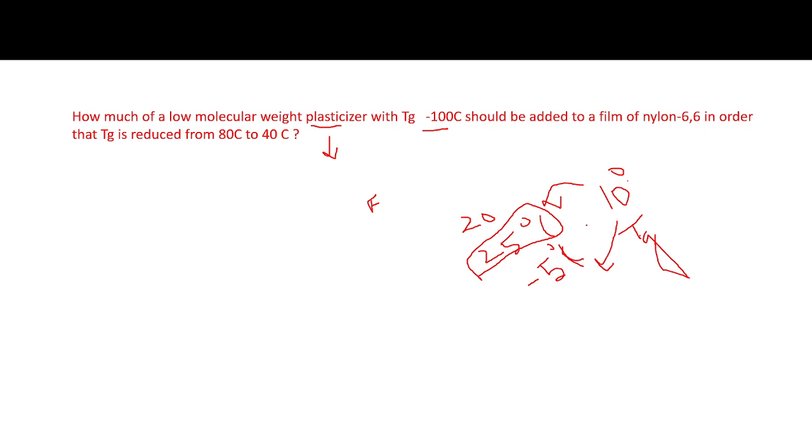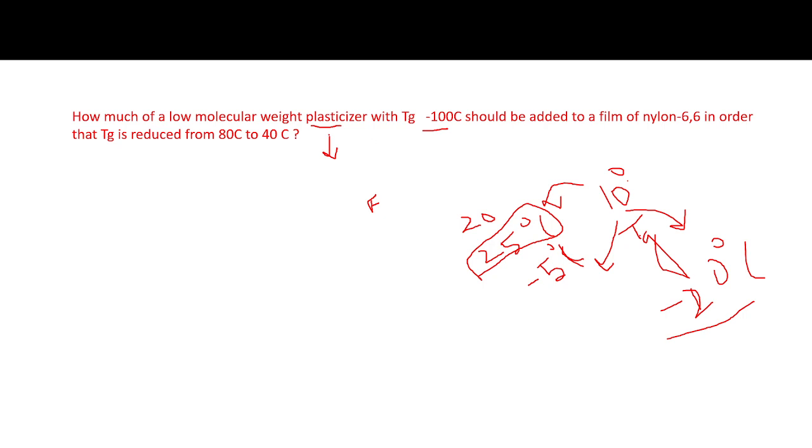So to make this Tg lower, you have to make a polymer whose Tg is minus 20 degrees centigrade. If the Tg is minus 20 degrees centigrade, it will be applicable in both countries, in India and in European countries. So to reduce the Tg of the polymer, we add a plasticizer into the polymer.